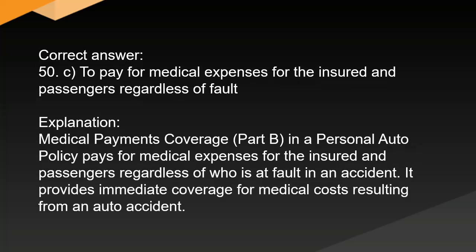Correct answer. C. To pay for medical expenses for the insured and passengers regardless of fault. Explanation. Medical payments coverage, Part B, in a personal auto policy pays for medical expenses for the insured and passengers regardless of who is at fault in an accident. It provides immediate coverage for medical costs resulting from an auto accident.